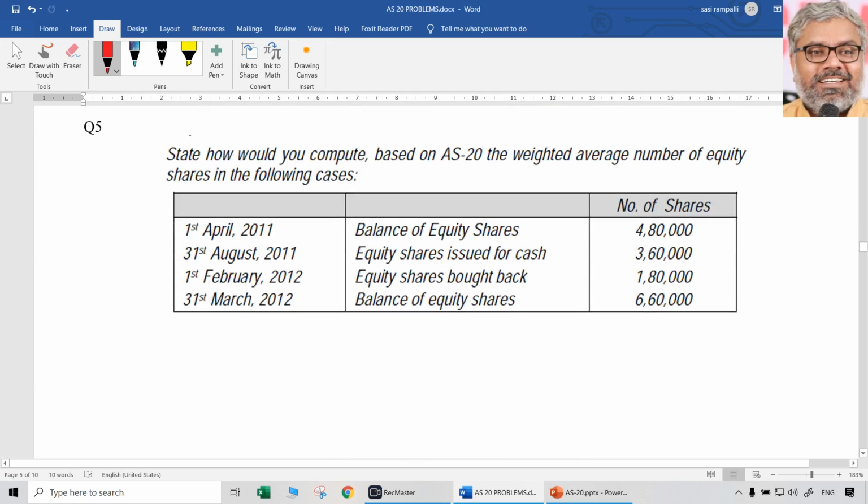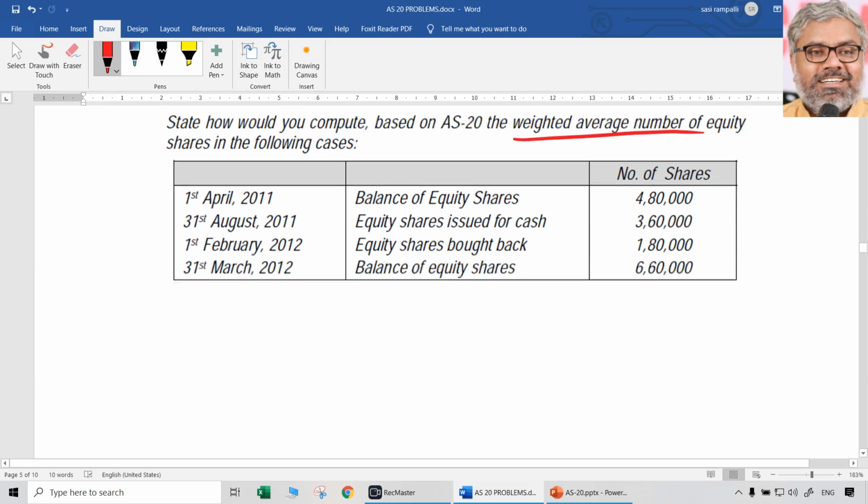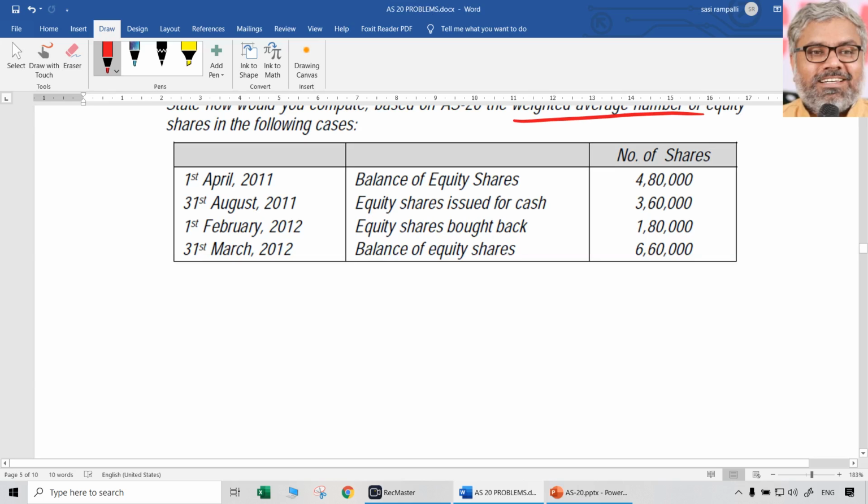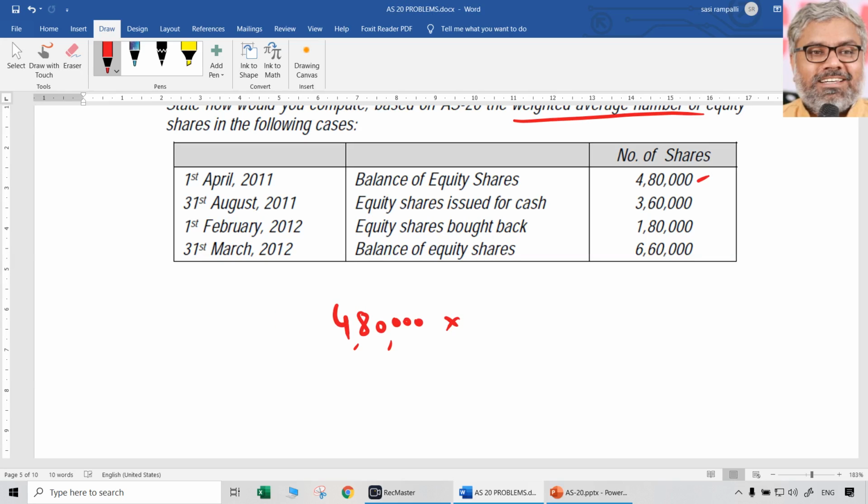Then question number 5 is also similar, related only to the weighted average number of equity shares we have to calculate. Multiple ways are there where we can calculate, but let us just quickly go through that. The balance number of shares he is telling is 4,80,000. So let us take the calculations one by one. 4,80,000 shares are there. At that level, how many months are they outstanding? April, May, June, July, August, 5 months, isn't it? So 4,80,000 into 5 by 12, that is 2 lakhs.